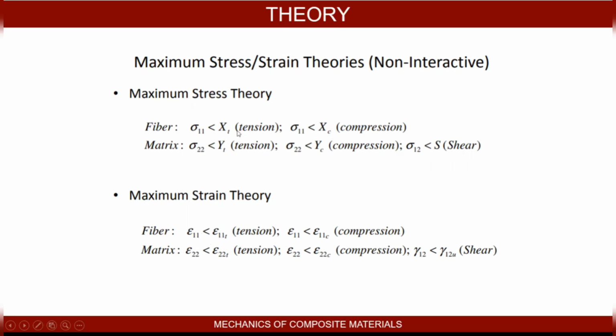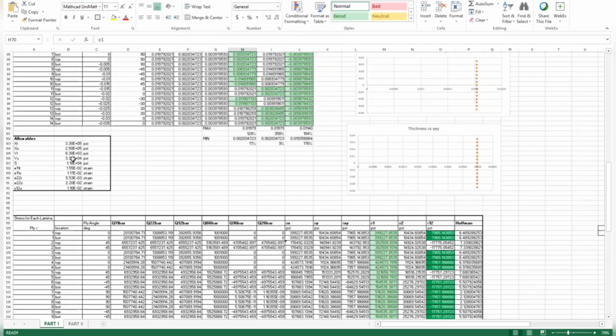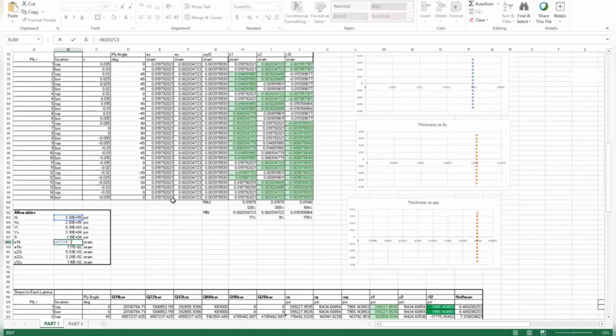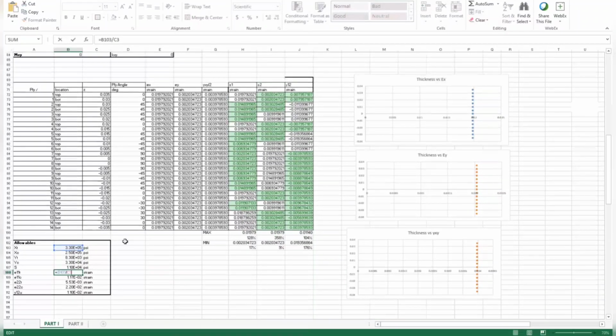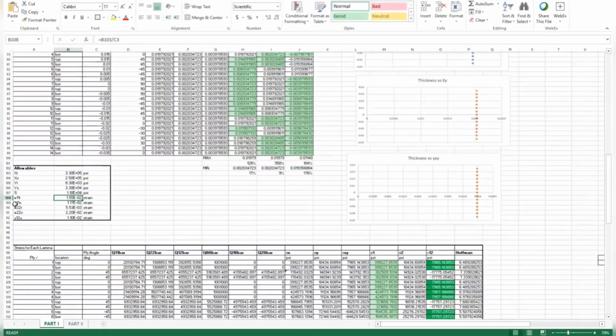And then for strain, you'll note that you can calculate strain theory or you can calculate your strain allowable. So E11T equals, let me jump back to the Excel sheet really quick. You see I have the strain allowables down here, and all they are is X sub T, which was given, divided by E1, which will give you your strain allowable.